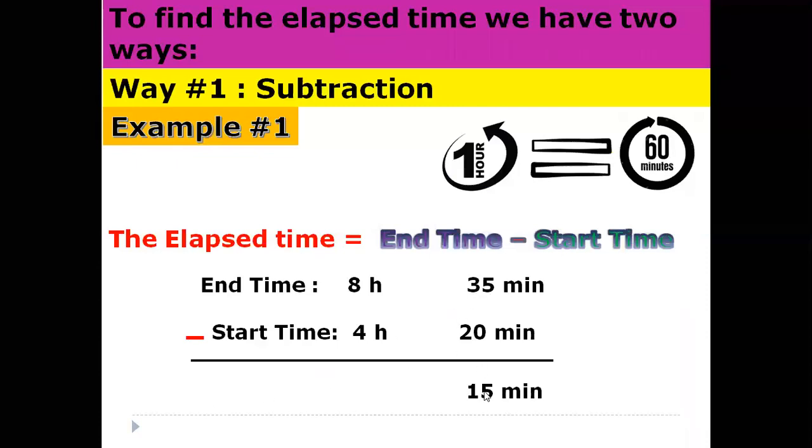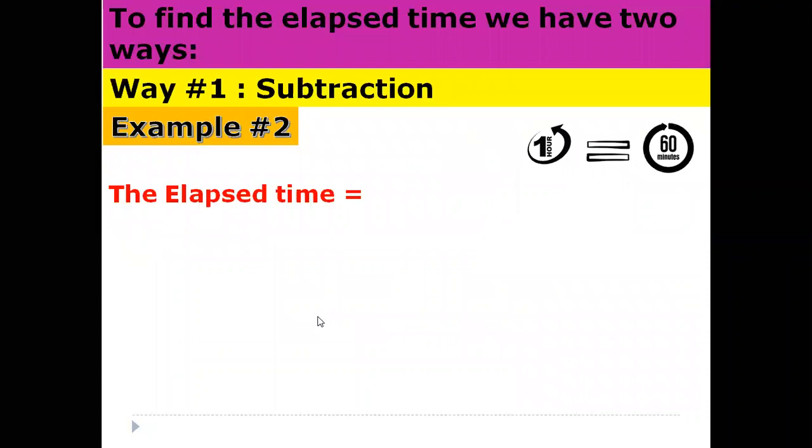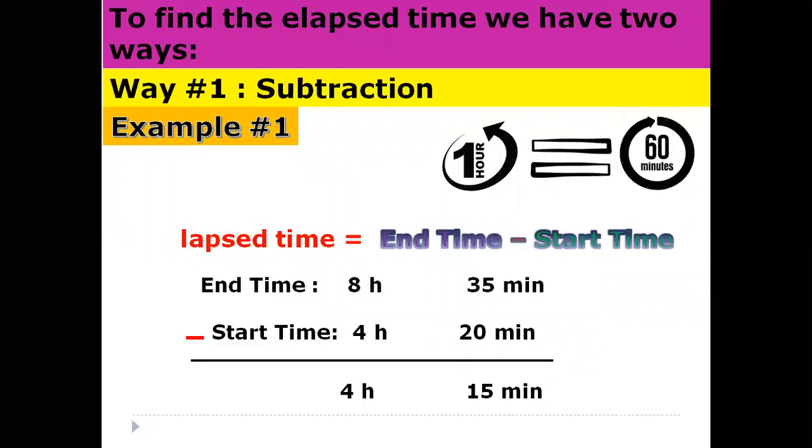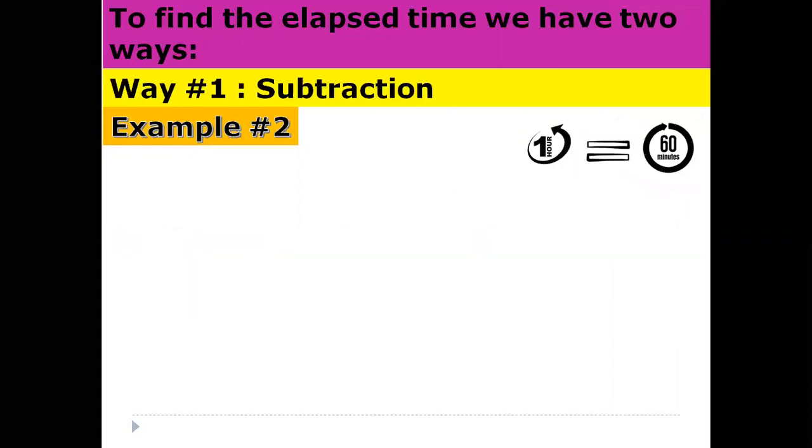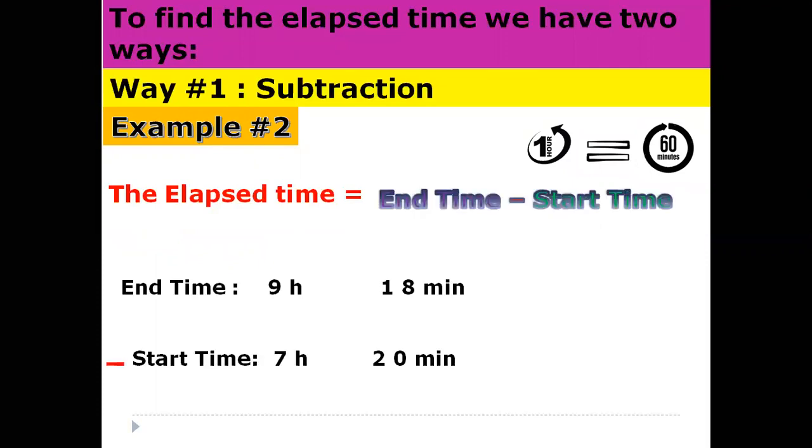5 minus 0 is 5. 3 minus 2 is 1. When you subtract the hours, 8 minus 4, 4 hours. So the elapsed time here is 4 hours, 15 minutes. Another example. We need to find the elapsed time for these two events.